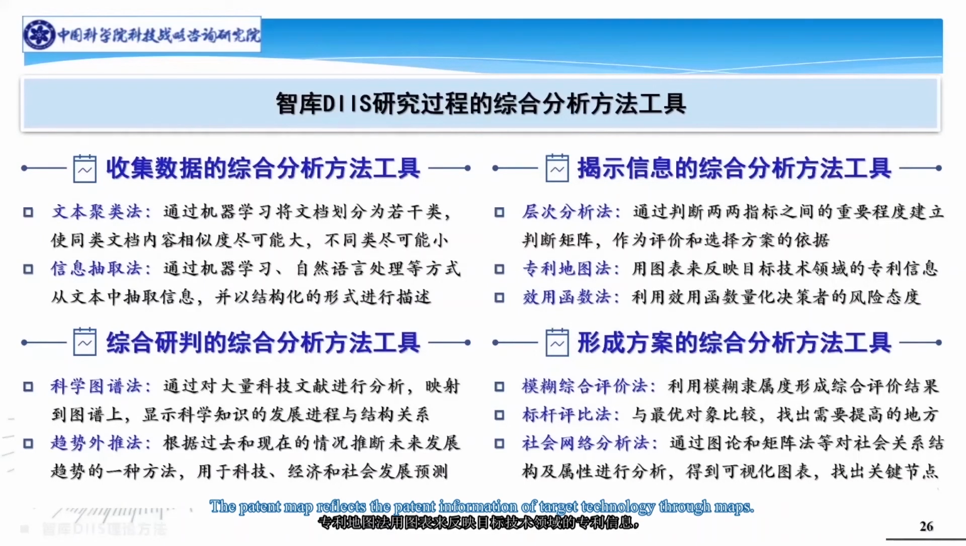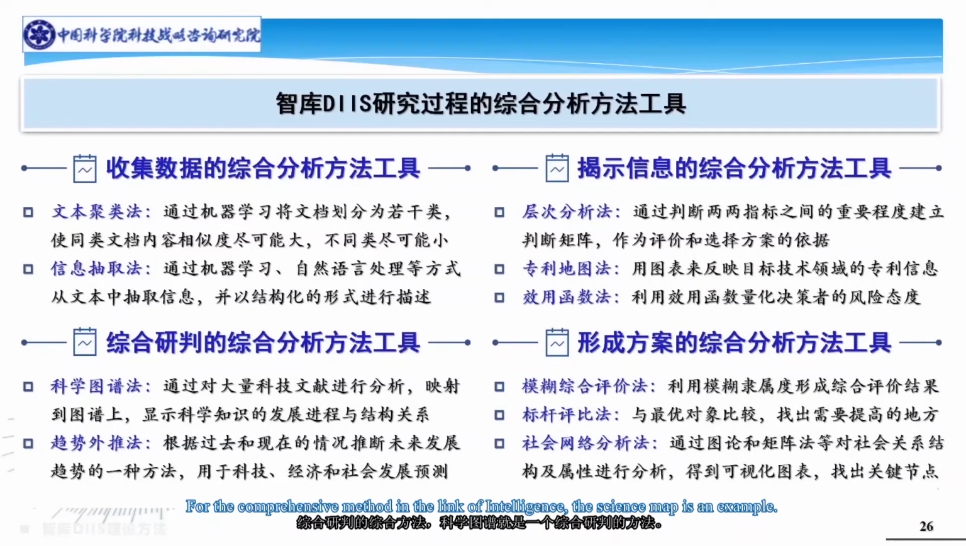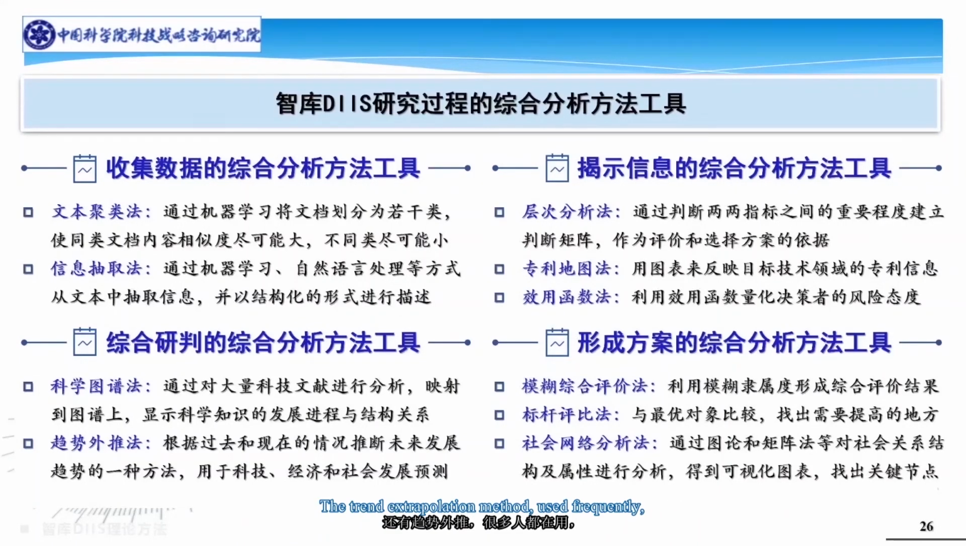The pattern map reflects the patent information of target technology through maps. There is also utility function method. For the comprehensive method in the link of intelligence, the science map is an example. It analyzes the literature and projects the results to the map, displaying the progress and the structural relationship of scientific knowledge. The trend extrapolation method, used frequently, is actually a comprehensive analysis tool.